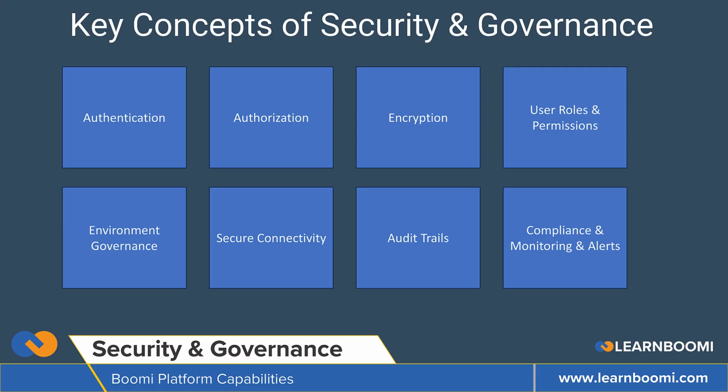Next is environment governance, which is nothing but managing the dev, testing, and UAT or production environments, ensuring deployment flows through controlled paths. Next is secure connectivity, using VPN, firewall rules, private endpoints, and certificates for protected data transfer. Next is audit trails. This is nothing but tracking who changed what, what they changed, and what was deployed. This helps with accountability and troubleshooting.